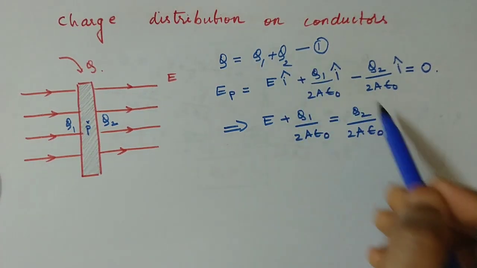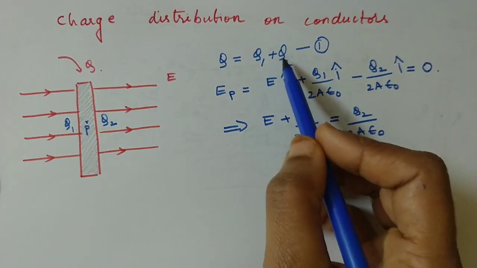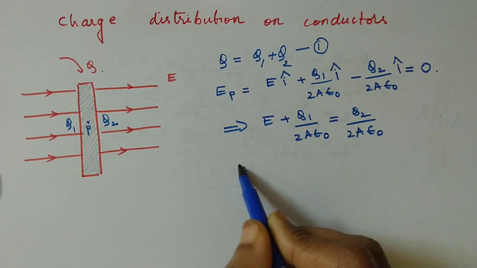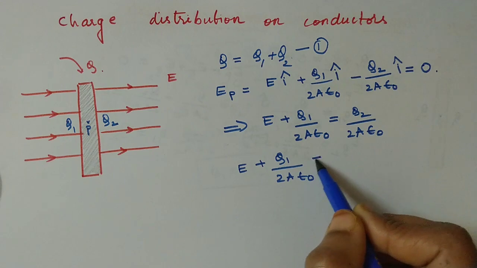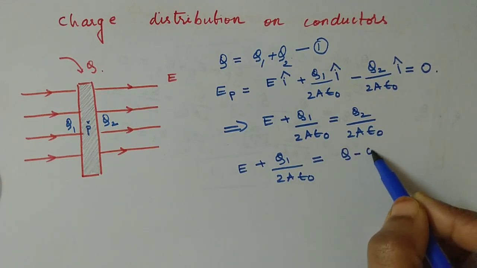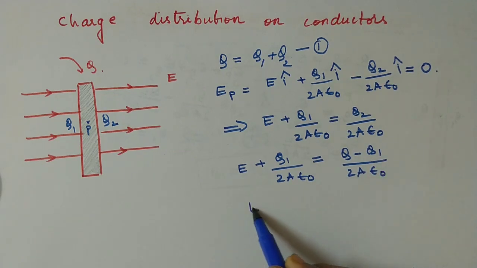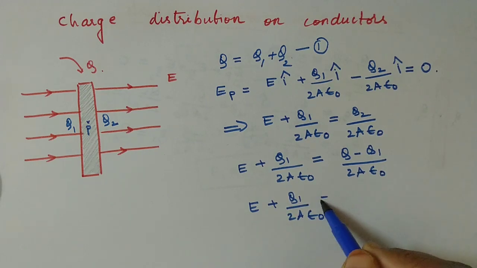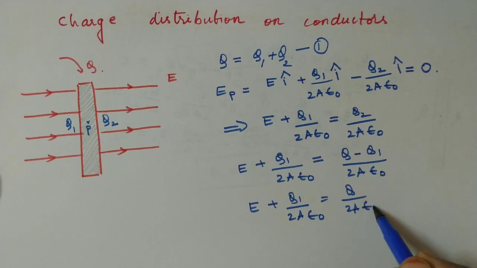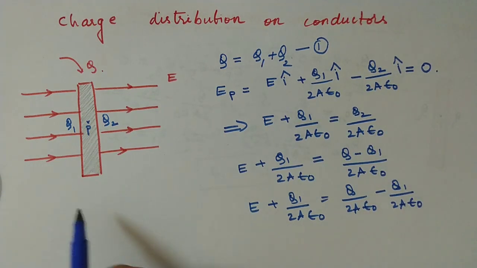Now you can use the first condition in this relation. Instead of Q1, I can write it as Q minus Q2, or you can replace Q2 as Q minus Q1. So E plus Q1 by 2A epsilon naught should be, replacing Q2, Q minus Q1 by 2A epsilon naught. Since we want to find Q1, bring all the Q1s to one side: Q by 2A epsilon naught minus Q1 by 2A epsilon naught. On further simplification, I'll write it here.